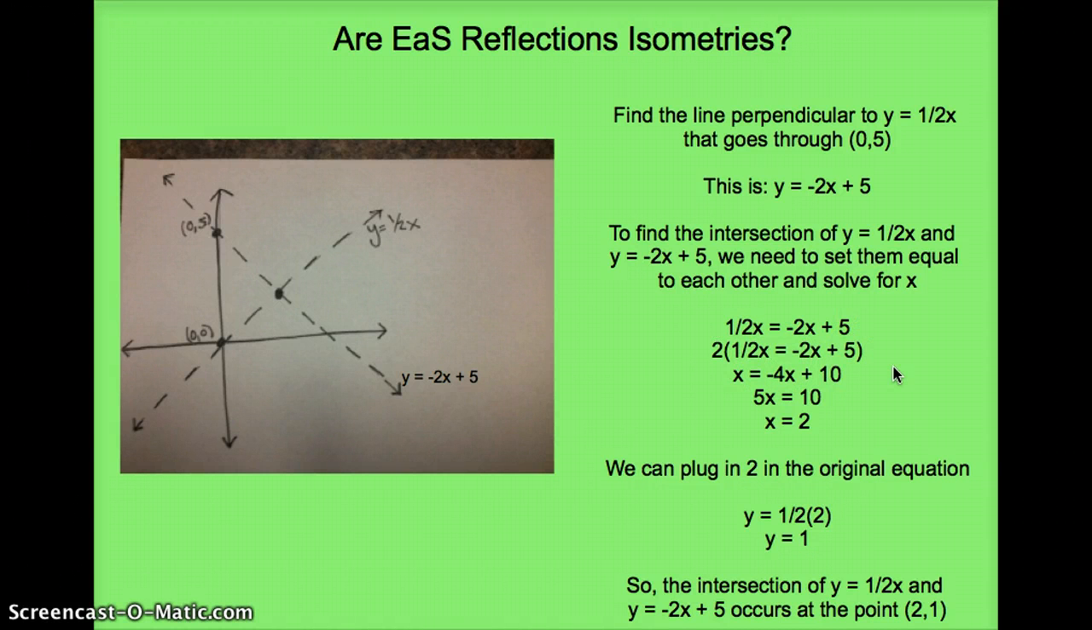So that gives us x equals negative 4x plus 10. We're going to move over this negative 4x, so we have 5x equals 10, and divide by 5, which gives us x equals 2. So this is now our x coordinate for this point right here. Now we can plug in 2 into the original equation. So y equals 1/2 times 2, which gives us 1. So that gives us our y coordinate for this point. So the intersection of y equals 1/2 x and y equals negative 2x plus 5 occurs at the point (2, 1).